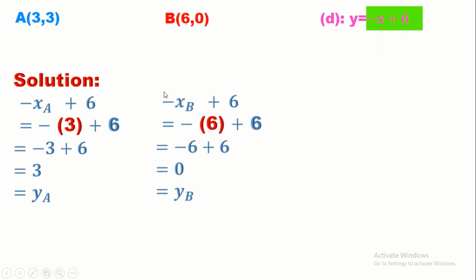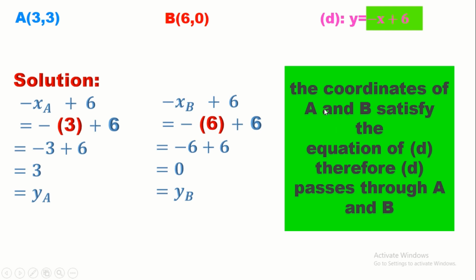What about B? Minus xb plus 6. xb is 6. So minus 6 plus 6, isn't it 0? Isn't it the same as yb? So here we can say that the coordinates of both points A and B satisfy the equation of D, then D is passing through A and B.